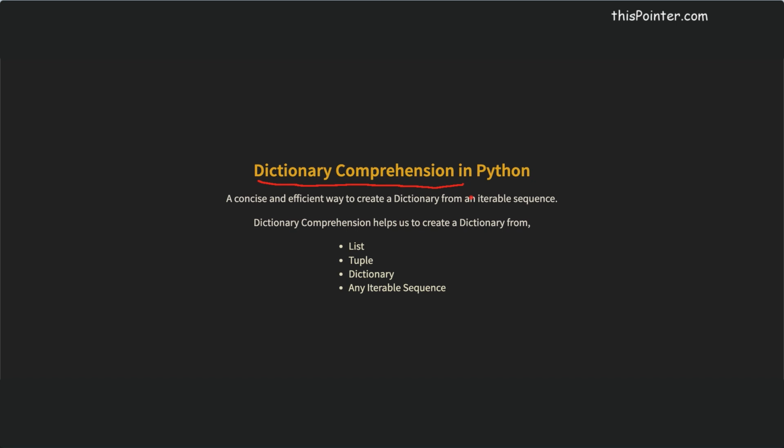In this video we will learn the most amazing feature of dictionaries in Python, that is dictionary comprehension. Dictionary comprehension is a concise and efficient way to create a dictionary from an iterable sequence in Python. It helps us to create a dictionary from any iterable sequence. It can be a list, tuple, a dictionary, or any other sequence.